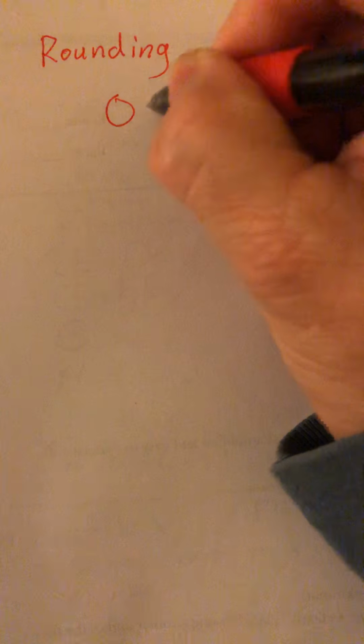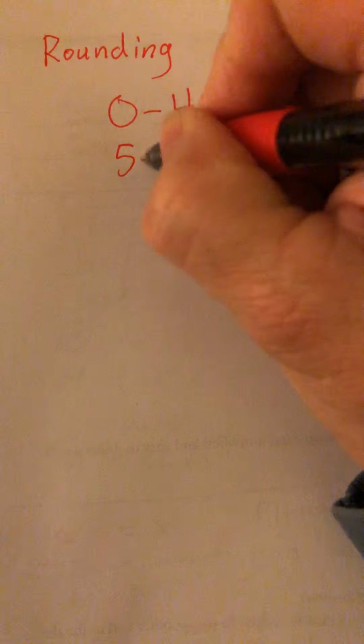Most of you are pretty good at rounding. Most of you understand the rule about 0 to 4, stay on the floor, 5 to 9, climb the vine. But what people do forget is how many digits you put when you round things.